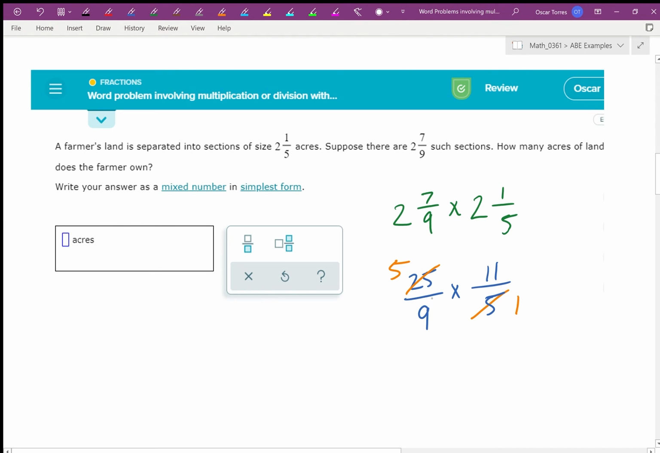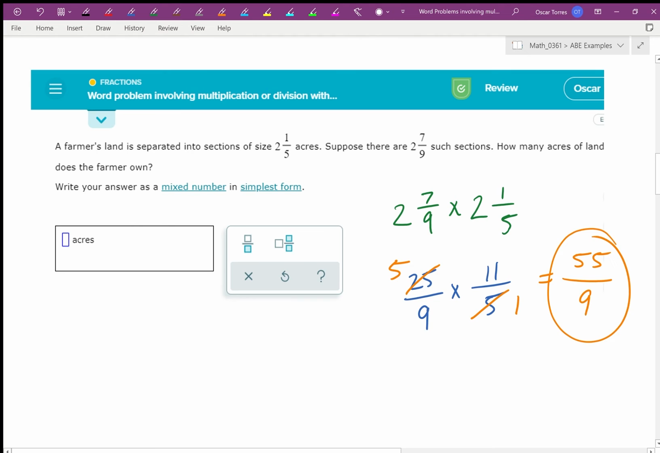If we look at this other one, we have a 9 and 11. There's no number that divides into both of those perfectly. So we're going to leave those numbers alone. And we're going to go ahead and do the multiplication from left to right. So 5 times 11 gives me 55, and 9 times 1 gives me 9.